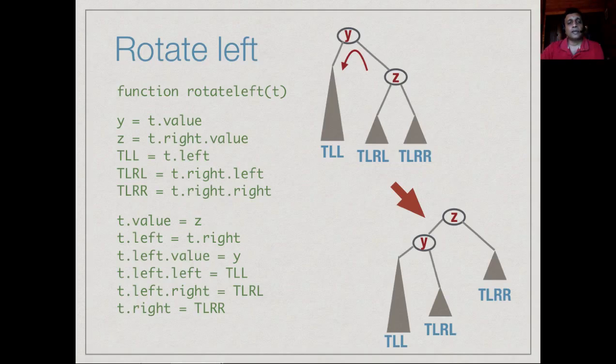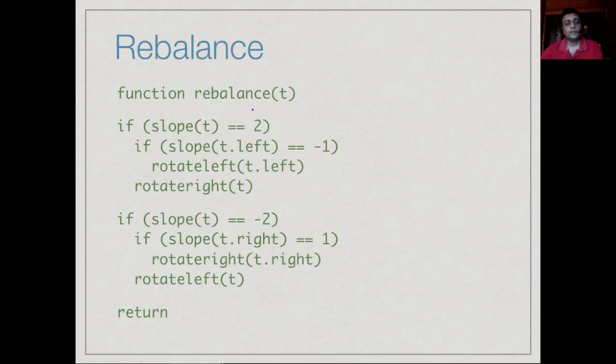So now that we have the two rotations, what does rebalancing say? Rebalancing says that if I have a node which has plus 2, then I will expose its left child, and I will check its slope. If its slope is minus 1, then first I will do a left rotation there. And then regardless, I will do a right rotation at the top.